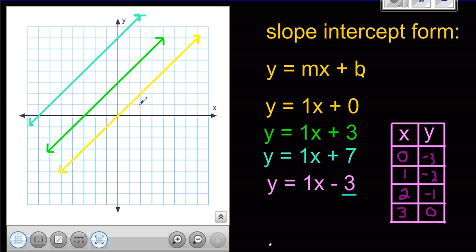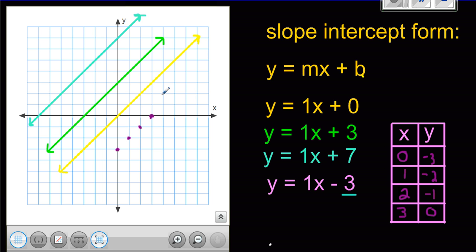So I'm going to go ahead and graph those. 0, negative 3 is going to be right in here. 1, negative 2 right here. Excuse me, 2, negative 1 is going to be right here. And then 3, 0 right here.